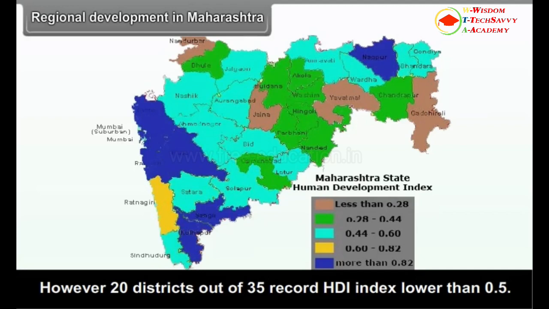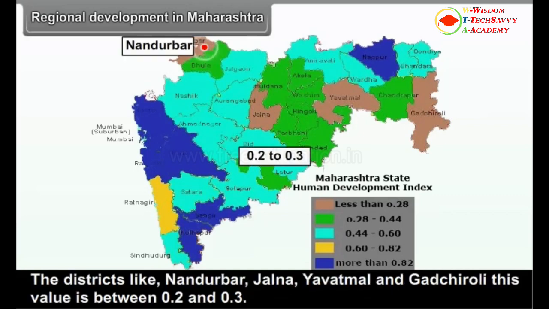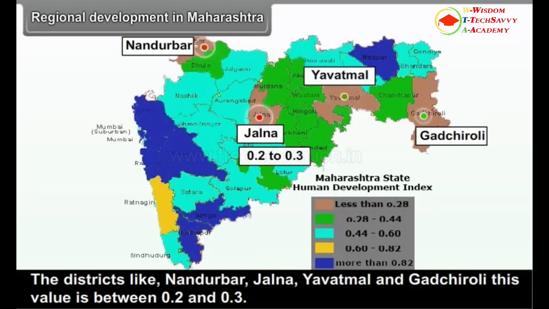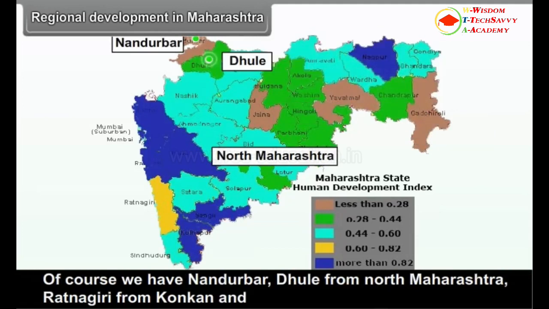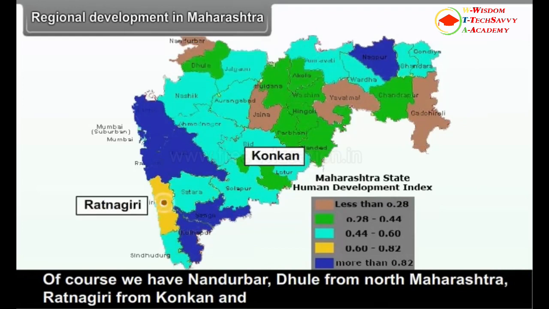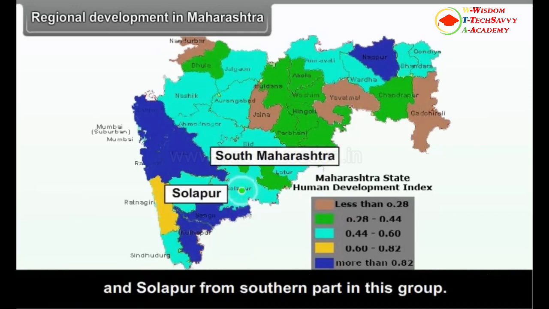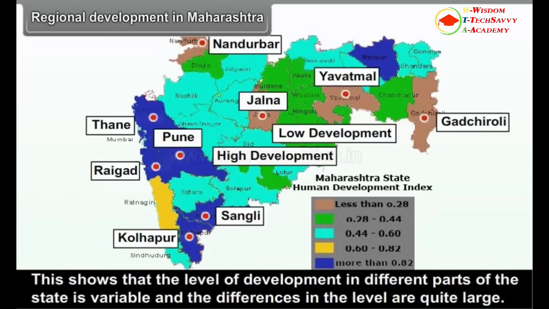However, 20 districts out of 35 record HDI index lower than 0.5. In districts like Nandurbar, Jalna, Yavatmal and Gadchiroli, this value is between 0.2 and 0.3. The districts having HDI less than 0.5 are by and large concentrated in the eastern part of the state. Of course, we have Nandurbar, Dhule from North Maharashtra, Ratnagiri from Konkan and Solapur from southern part in this group.